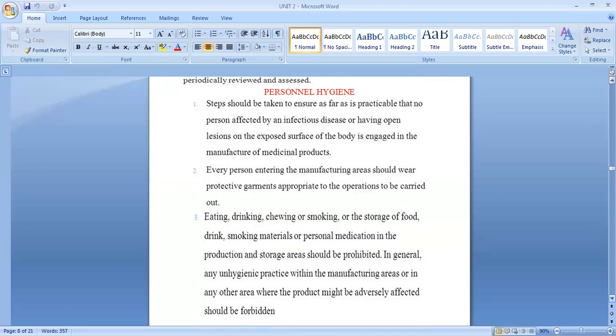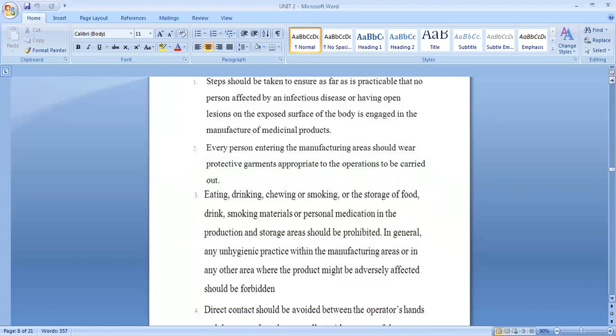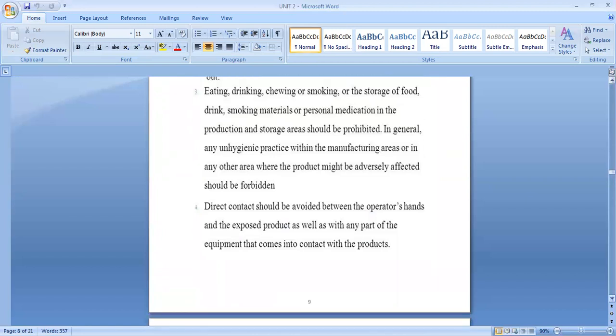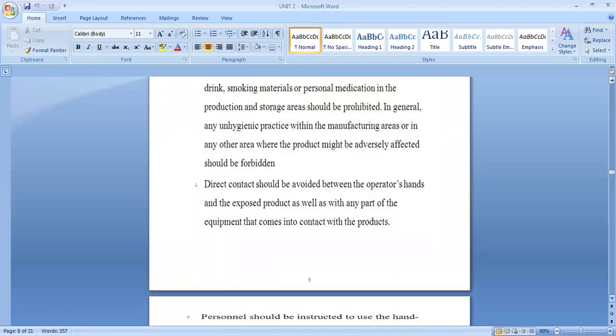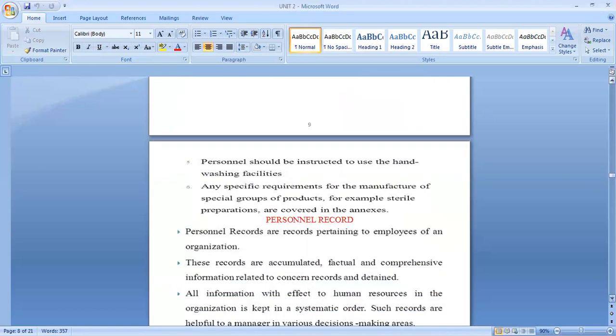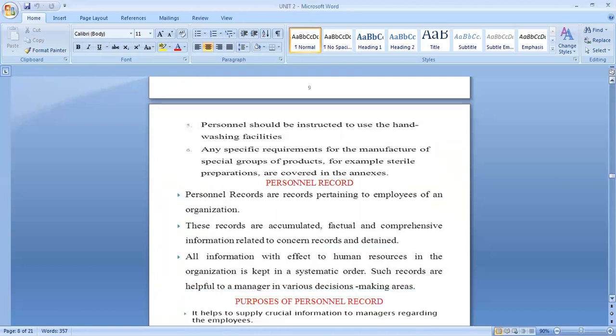In general, any unhygienic practice within the manufacturing area or in any other area where the product might be adversely affected should be forbidden. Direct contact should be avoided between the operator's hand and the exposed product as well as with any part of the equipment that comes into contact with the product. Personnel should be instructed to use the hand washing facility. Any specific requirements for the manufacture of special groups of products, for example sterile preparations, are covered in the annexes.